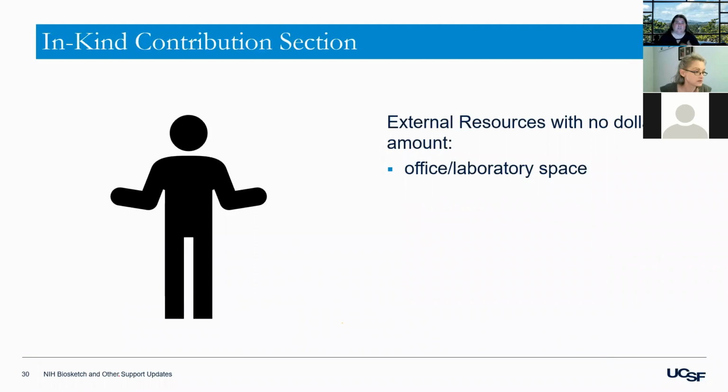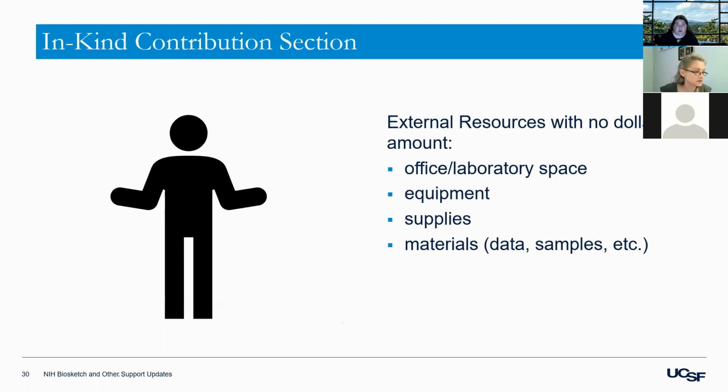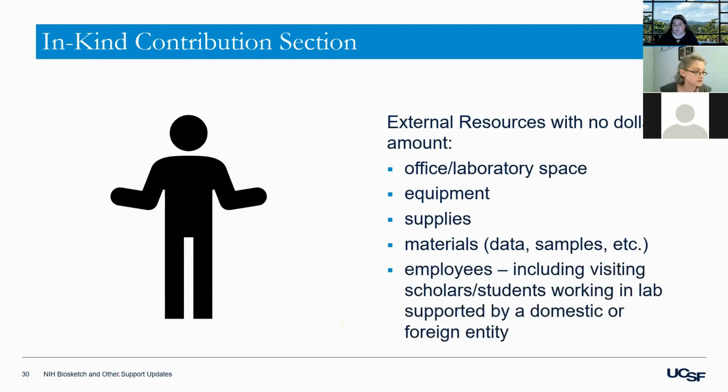So office or laboratory space. This is not your UCSF office and laboratory space. This is if the PI is receiving extra space outside of UCSF that they can use if they're traveling or if they're at another institution or something like that. Equipment, supplies, materials, employees. So this includes visiting scholars and students working in a lab supported by a domestic or foreign entity. So once again, these are all outside resources where additional resources are coming in, with no dollar amount, that support the research endeavors of the PI.